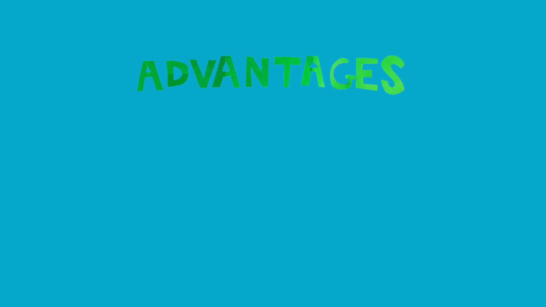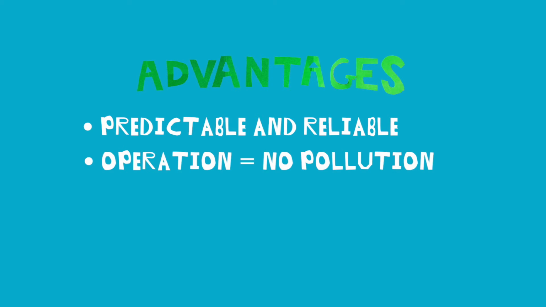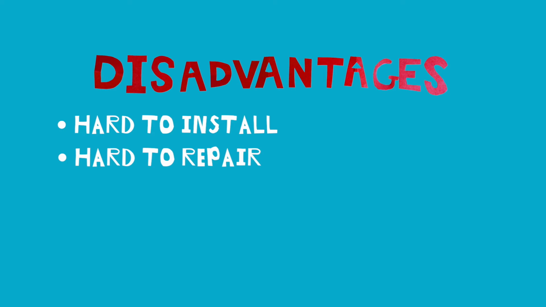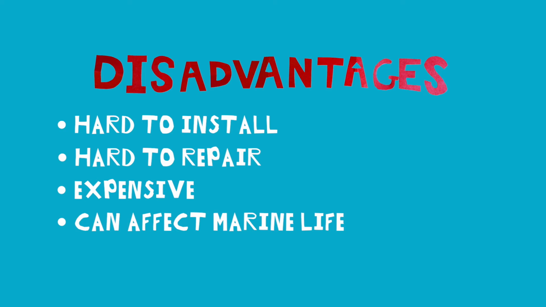The advantages of tidal stream energy are that, like tidal range energy, it is predictable and reliable and doesn't cause any pollution when running. Due to the larger density of water than air, currents are more powerful than wind at slower speeds, and there is a lot of potential in the UK. There's also no fuel cost, which is even better. The disadvantages are that they are hard to install and repair, making them really expensive. They can also affect marine life, so they put deterrents on them to keep the fish away so they are not harmed.